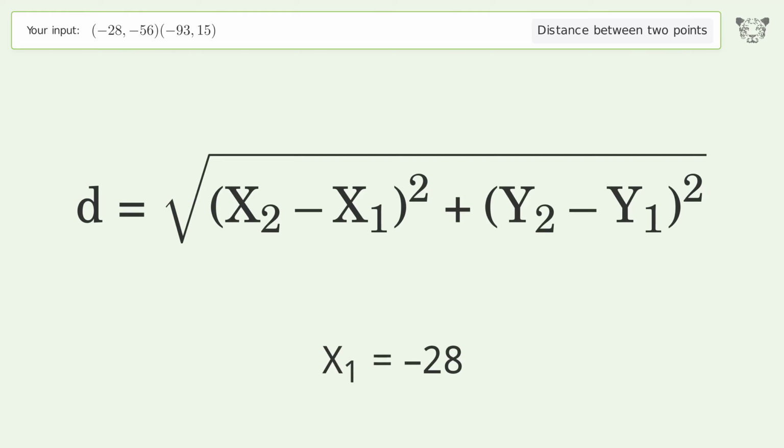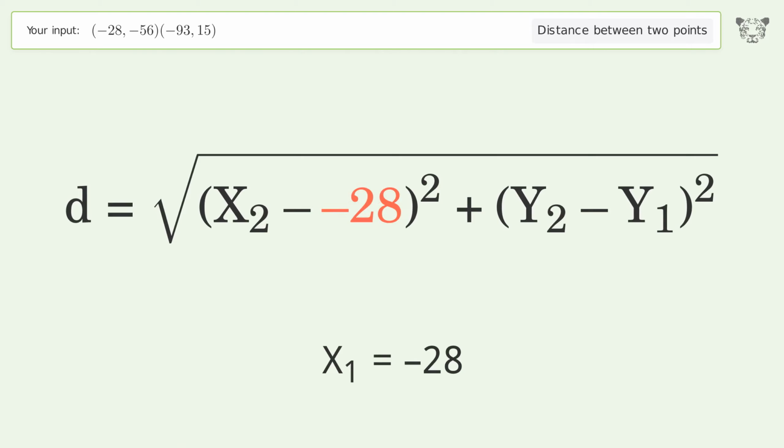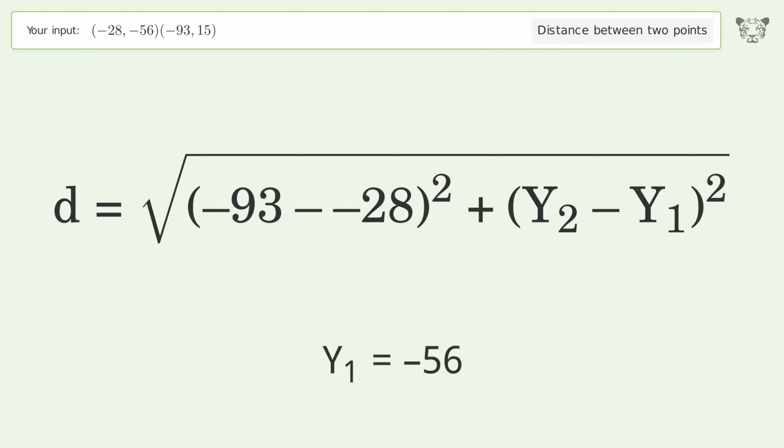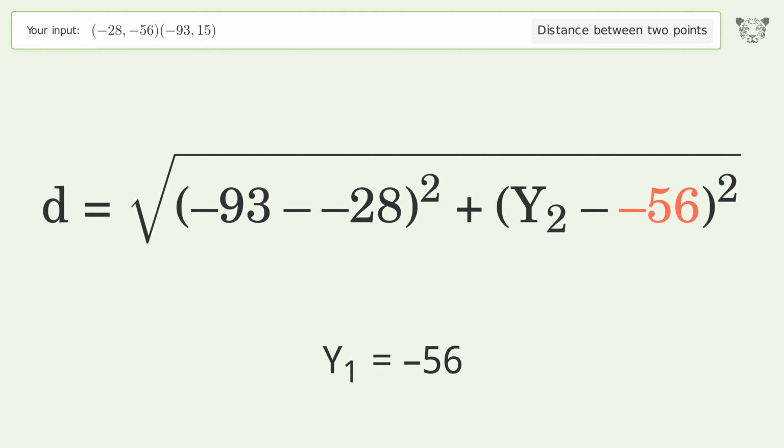x1 equals -28. x2 equals -93. y1 equals -56. y2 equals 15.